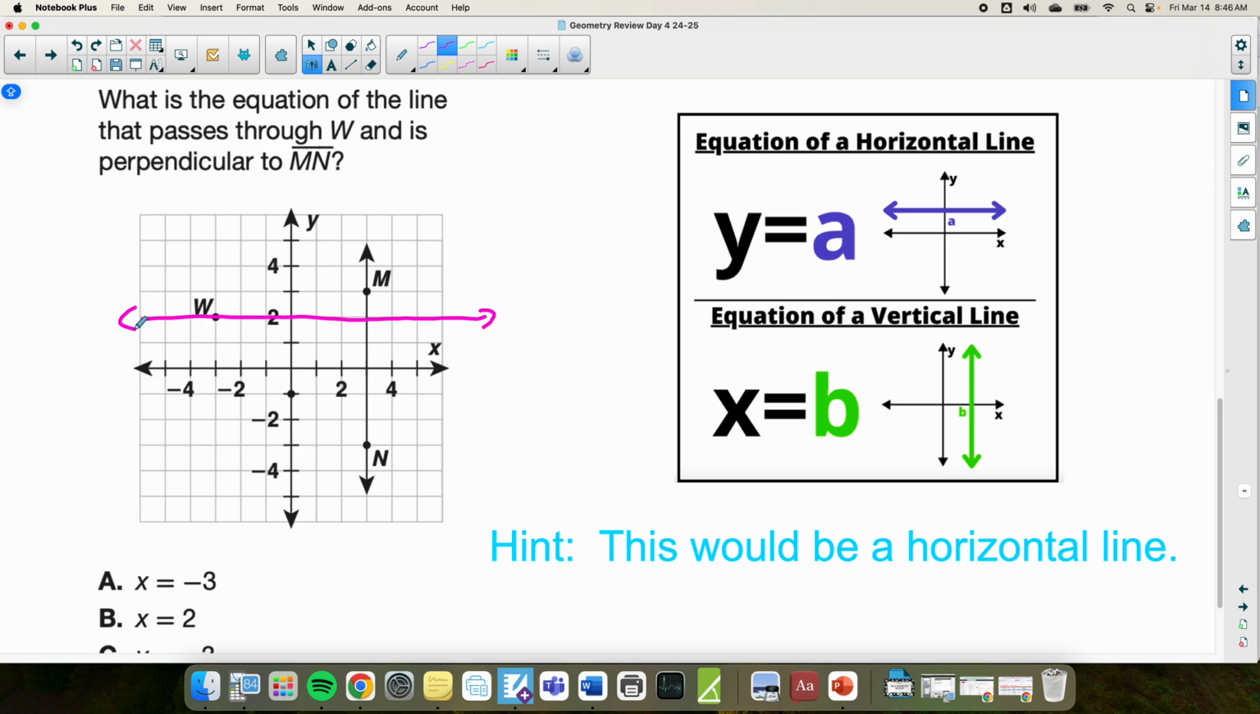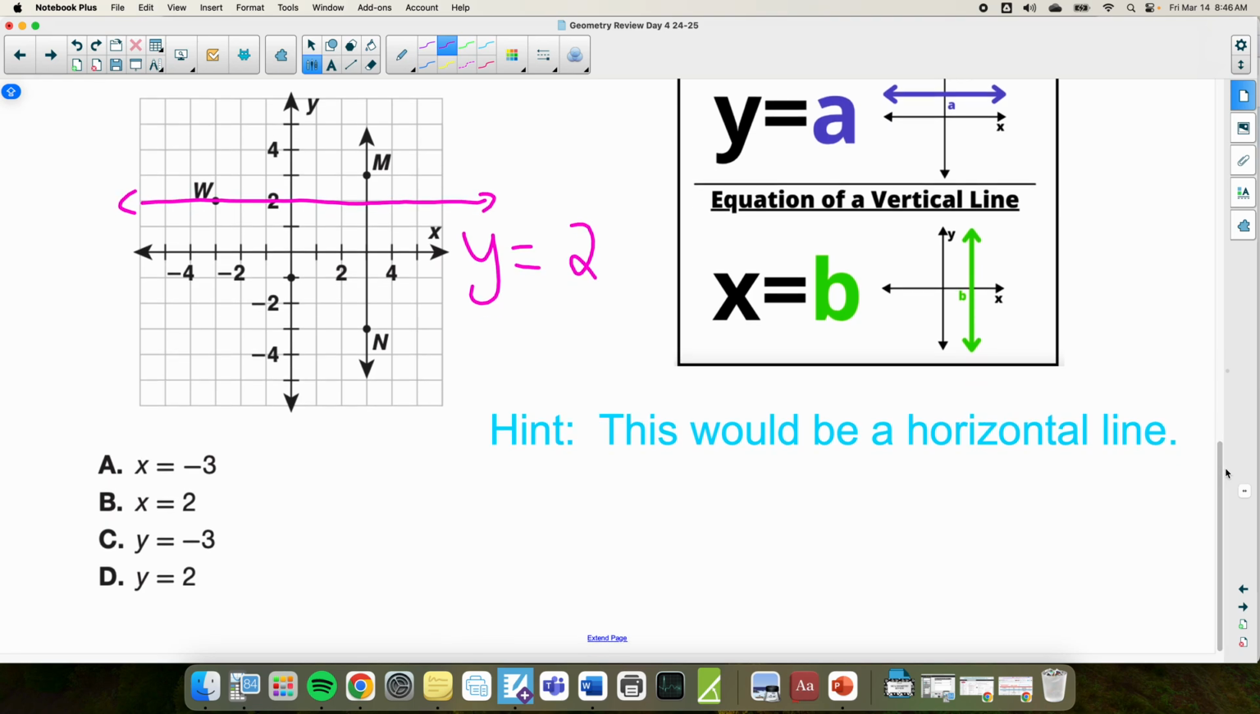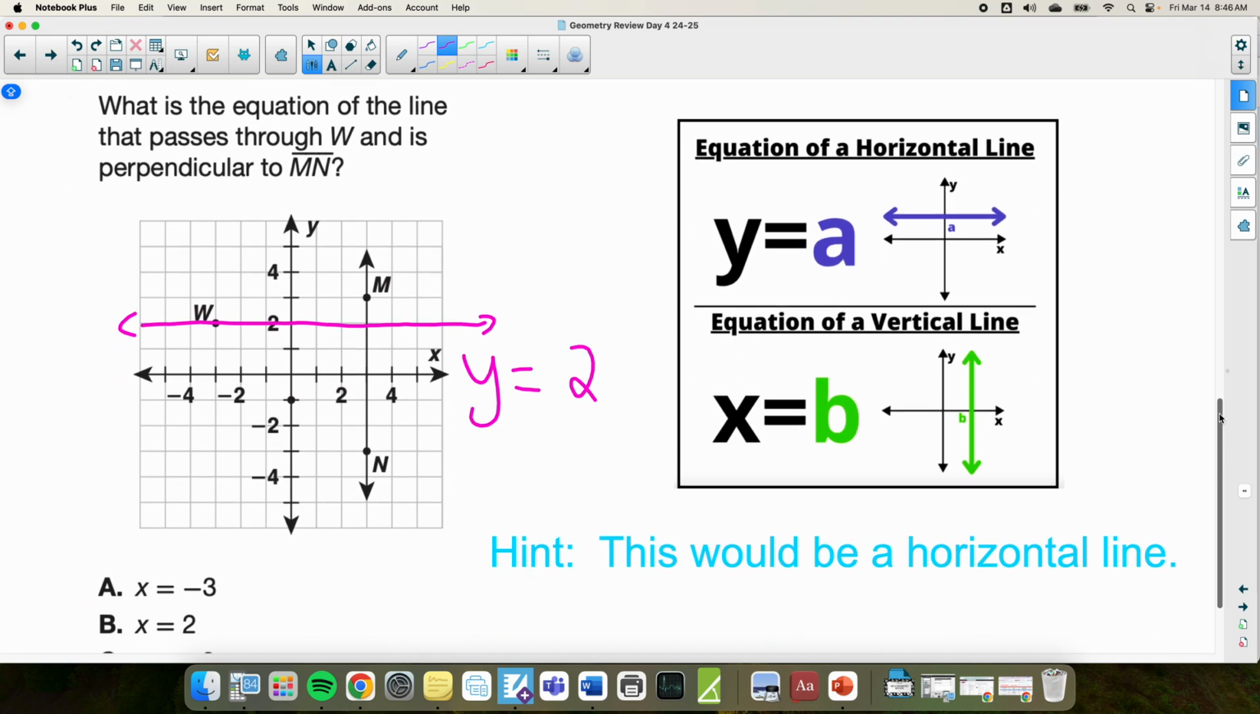Alright, so we have a horizontal line, so we're going to use y. y equals, and then it's at 2, so y equals 2. Because y is always going to equal 2, and x is always going to equal 0. y equals 2.